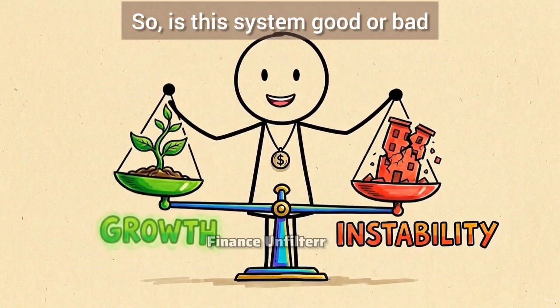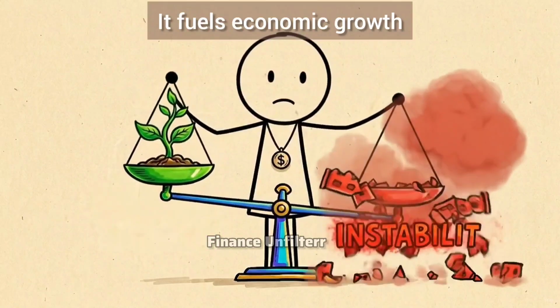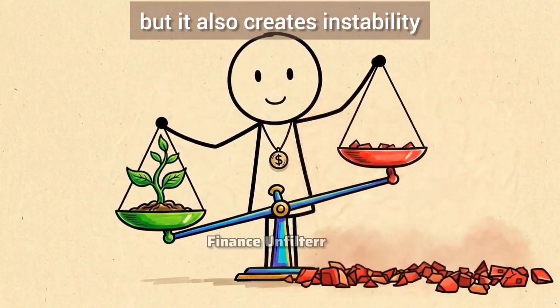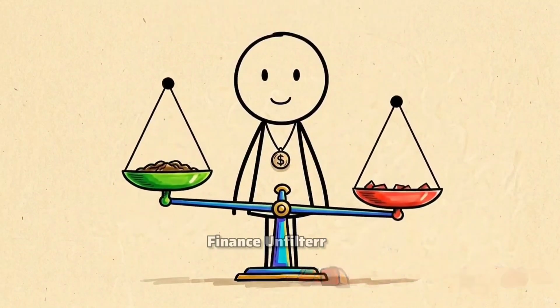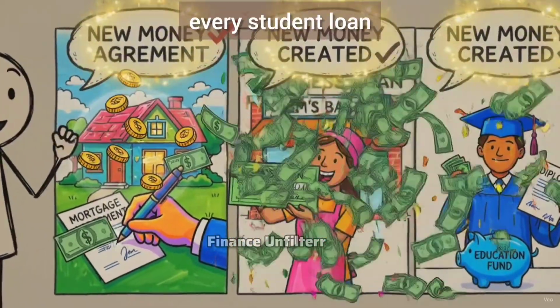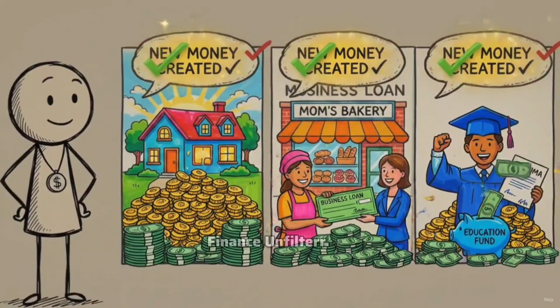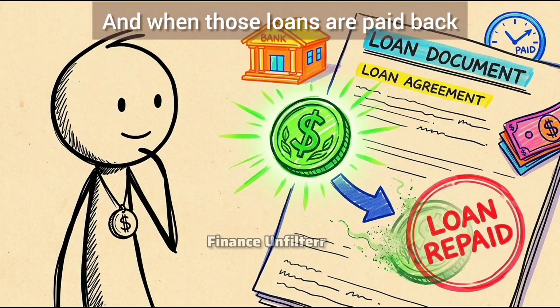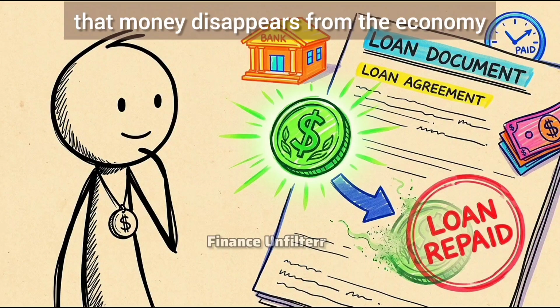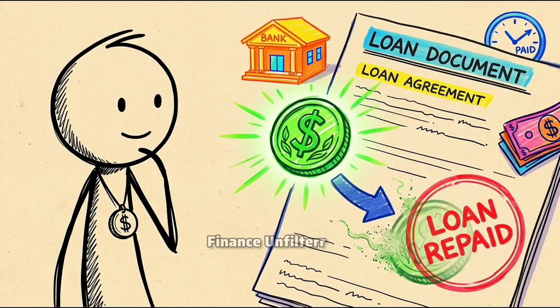So, is this system good or bad? Honestly, both. It fuels economic growth, but it also creates instability when trust breaks down. Every mortgage, every business loan, every student loan, they all created new money the moment the bank approved them. And when those loans are paid back, that money disappears from the economy. Money is literally born and dies through borrowing.